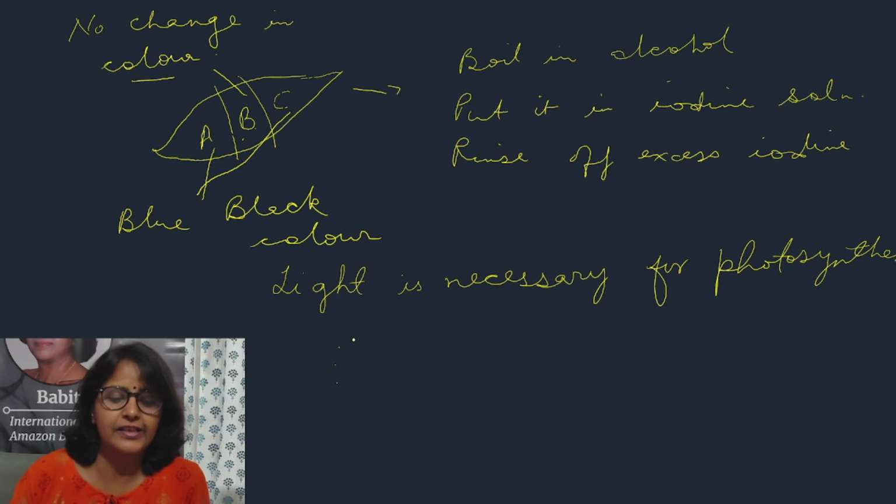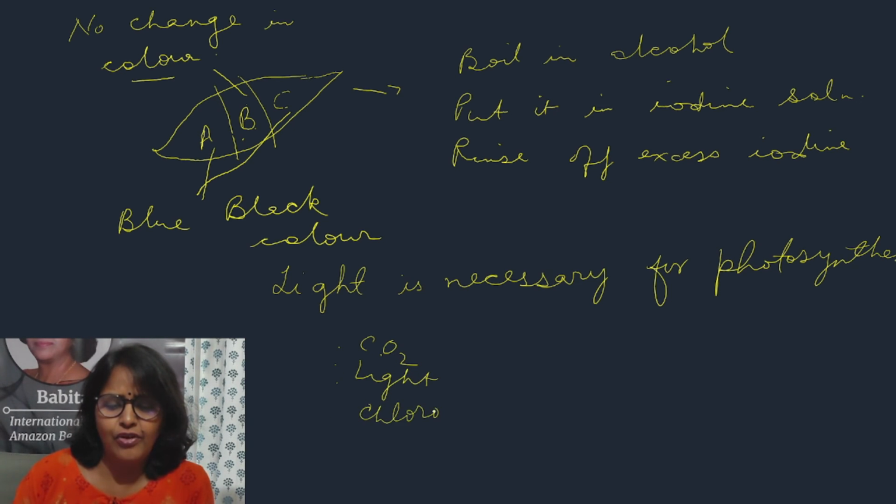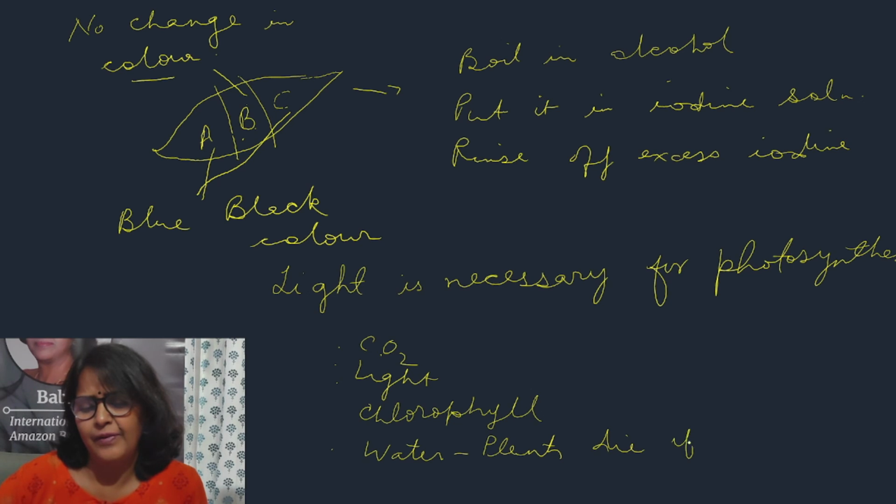So today we learned CO2 is necessary for photosynthesis, light is necessary for photosynthesis, chlorophyll is necessary for photosynthesis. These three: CO2, light and chlorophyll, we had activities for. And water, we can observe this. If you do not water a plant for a longer duration, plants die. So all these four are necessary for photosynthesis.